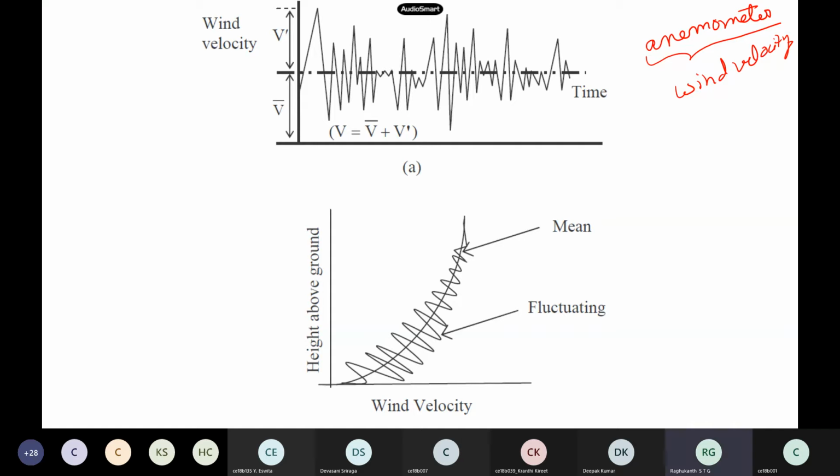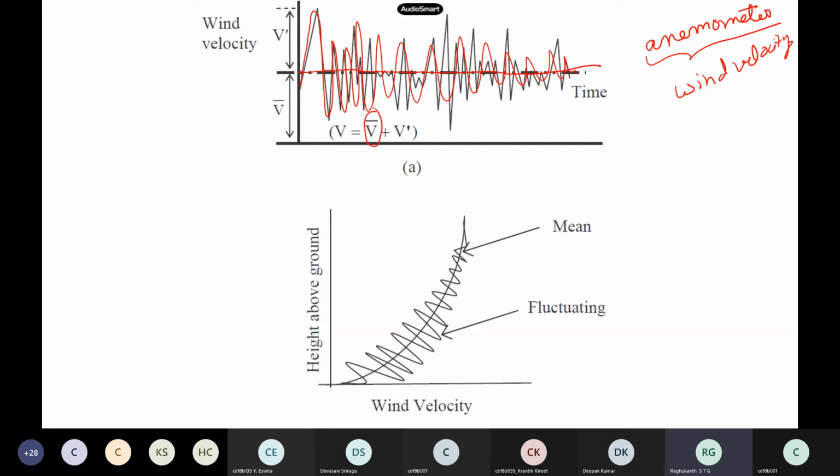10 meter. 10 meter. Okay, so this is a classification. So only the 10 meter height you have to measure. Okay, so this is how the wind looks. You can see it has an irregular shape. It looks like this. So it will have a mean value, the mean wind we say.